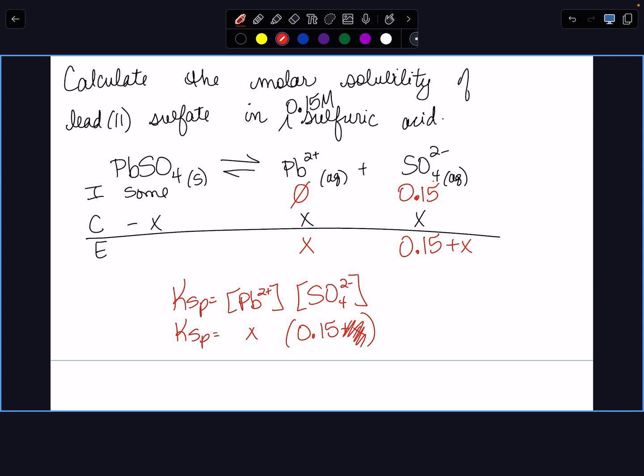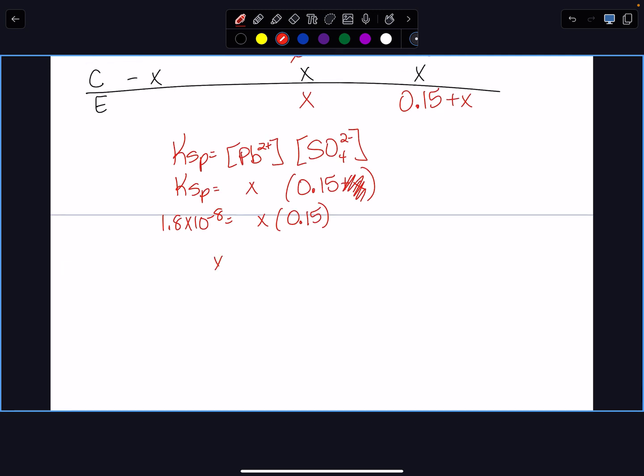What's the Ksp of lead 2 sulfate? 1.8 times 10 to the minus 8. Yes. So 1.8 times 10 to the minus 8 is equal to X times 0.15. X is 1.2 times 10 to the minus 7 molar. Agree with that calculation? That number? Okay.